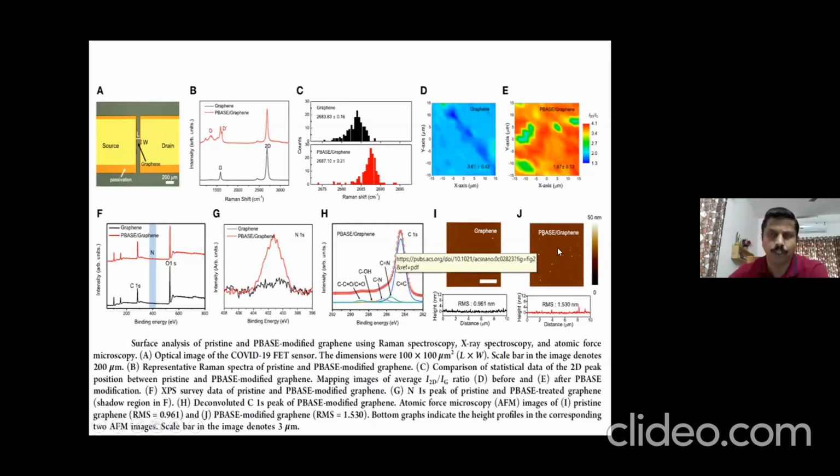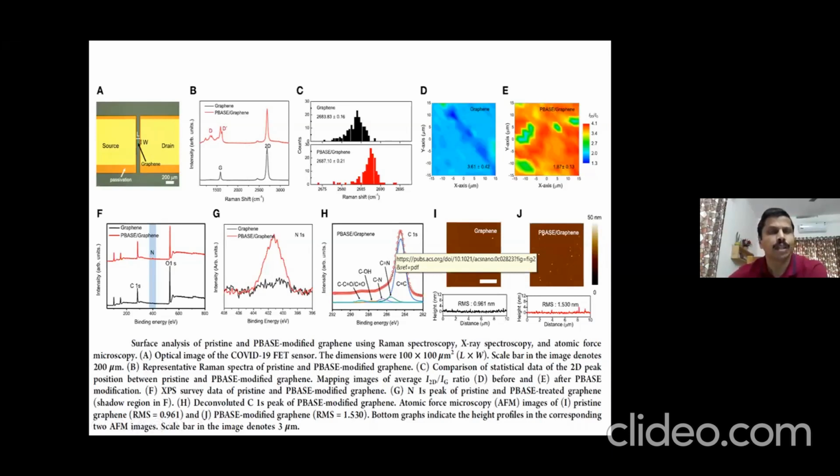So this is the atomic force microscopy image. Here also they are basically looking at the roughness parameters. The root mean square roughness is 0.96 for graphene. After doping with a P base, you can see that it became 1.5, basically showing the presence of those molecules on the surface. And you can see the white spot maybe representing the increased height due to this material, right?